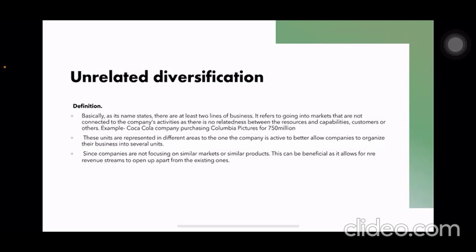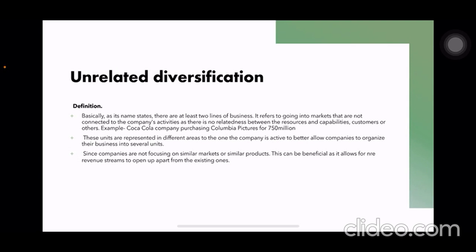One example of that is when the Coca-Cola Company purchased Columbia Pictures for 705 million. This type allows companies to make strategic business units. These units are represented in different areas to the one the company is active in, to better allow companies to organize their business into several units.